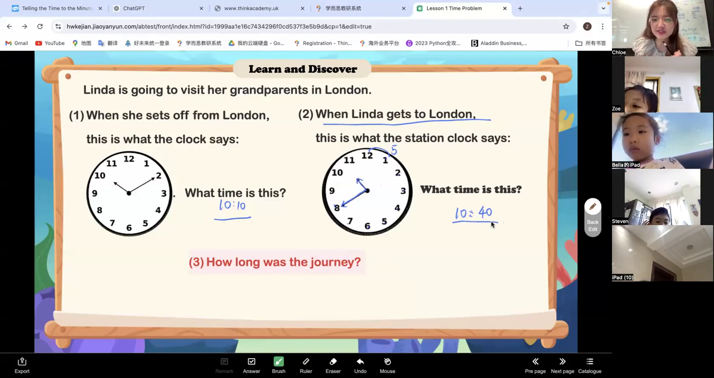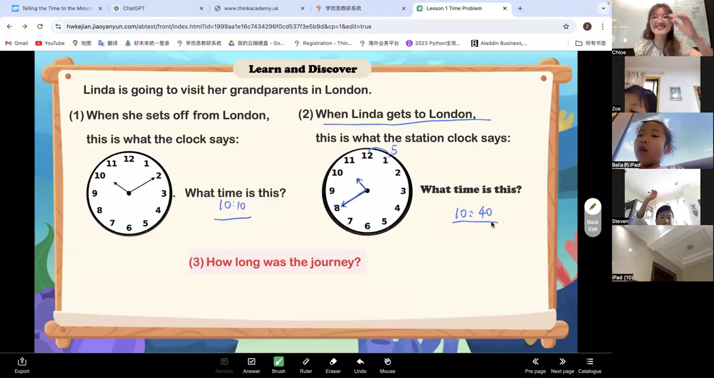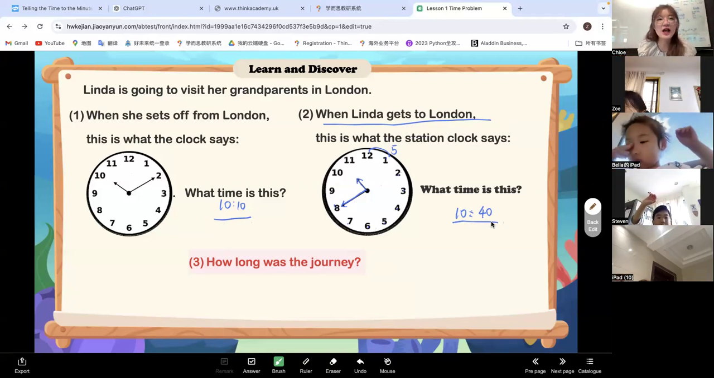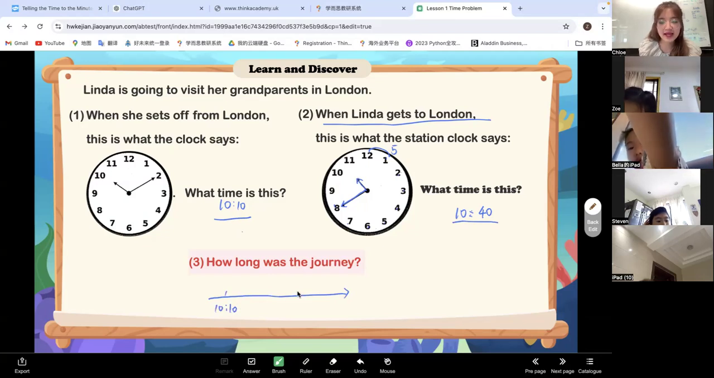So at first, can you tell me, should we do plus or minus? Show me. We're finding the duration of the journey. So minus everyone, we will use the ending time to take away the starting time. So we know it's 10:10. We can draw a timeline. That's the starting time, 10:10. And that's the ending time, 10:40.